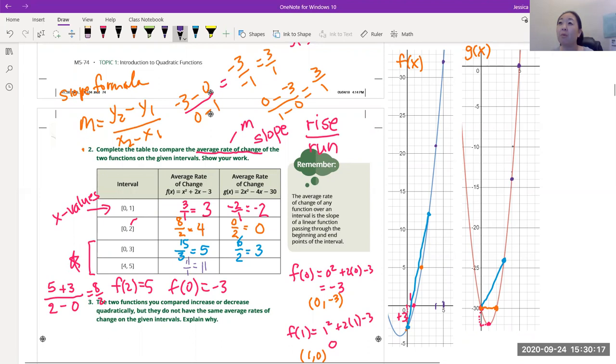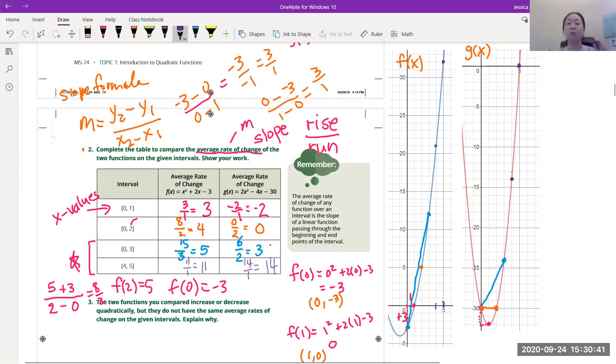So this is going to be 5, 10, 14. So up 14 and then to the right one. Ooh, 14 over 1, which is going to be 14. G wins, right? It looks like G is getting more steep as you go, way faster. Okay, so there we go. That's how you do that.